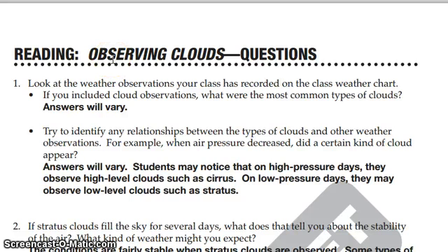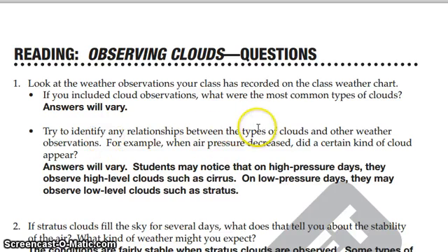Okay, looking at weather observations and the weather chart, which we've done in the class. If we had cloud observations, what were the most common types of cloud observations? And we talk about the types of clouds that we see, and most of the time it's going to be some type of cumulus cloud and a type of stratus cloud. The cumulus clouds are more of the puffy white clouds, and the stratus clouds are more of the layered clouds that are going to try to fill the air.